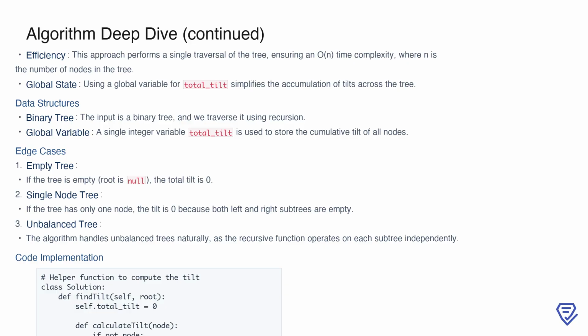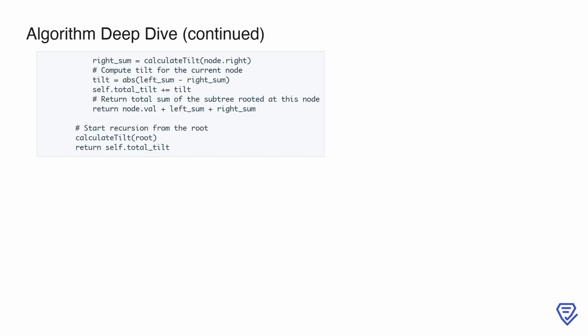The code implementation ties everything together. We define a helper function called calculateTilt inside the findTilt method. This function uses recursion to compute the tilt for each node. If the node is null, it returns 0. Otherwise, it recursively calculates the sums of the left and right subtrees. Using these sums, it computes the tilt for the current node and adds it to the global variable self.total_tilt.